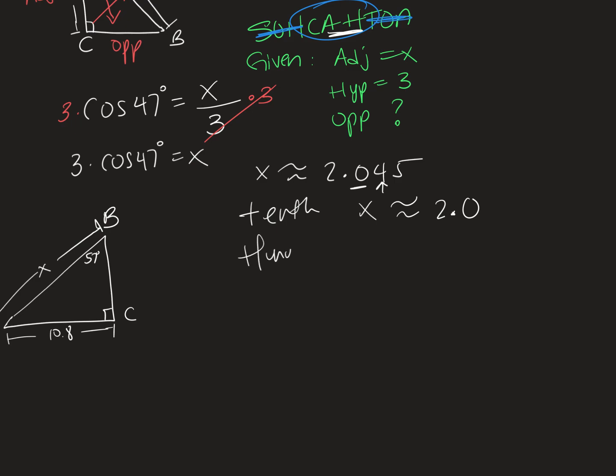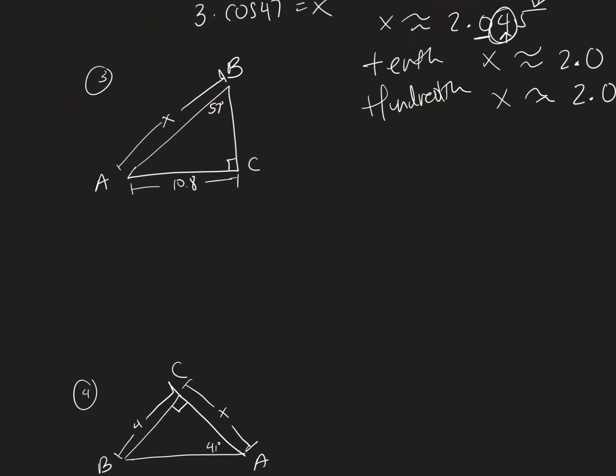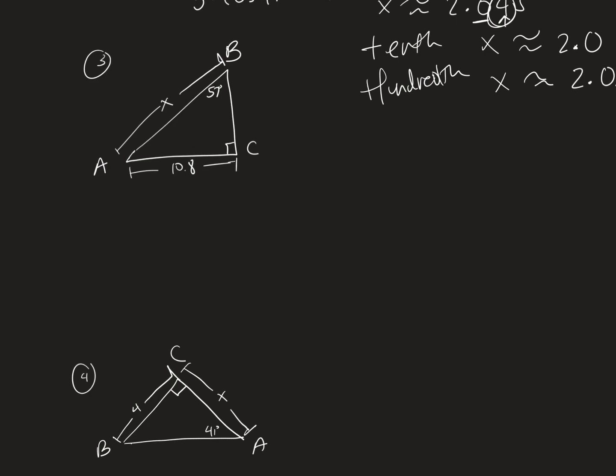The hundredths place, x is 2.05 because we look at the 4, we look next door. It's 5, so the 4 goes up to 5. Okay, pause the video and try the next one.